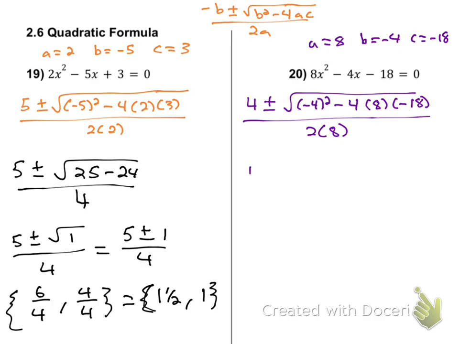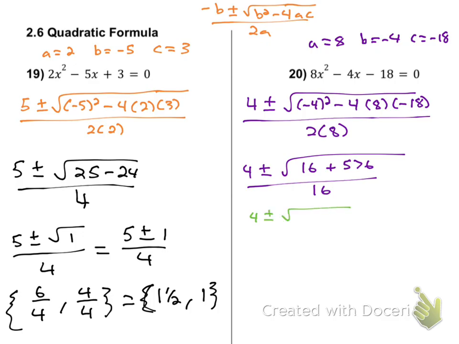So this will be 4 plus or minus the square root of 16 plus 32 times 18, 576, over 16. So it'll be 4 plus or minus the square root of 592 over 16.